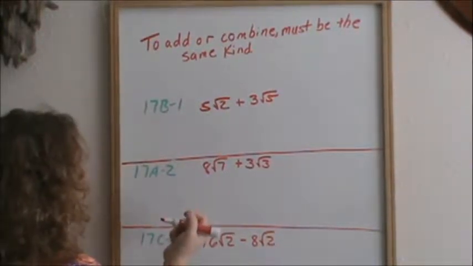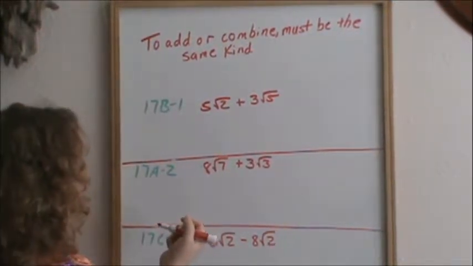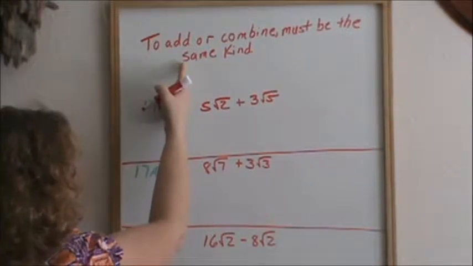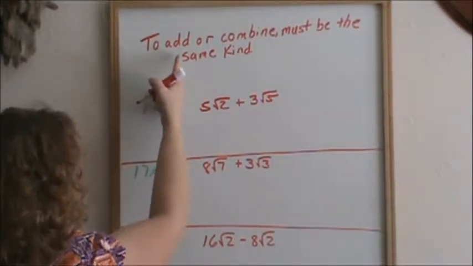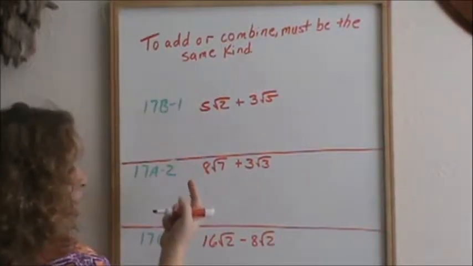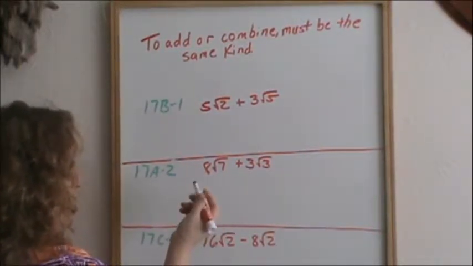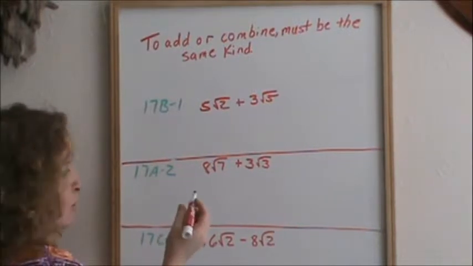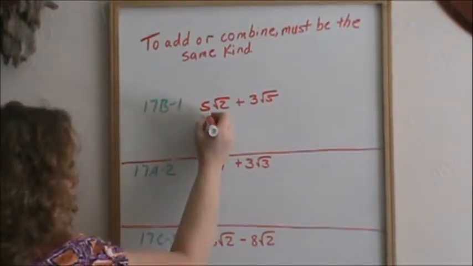So the one thing to remember in adding and subtracting radicals is this rule up here. To add or combine, you must be the same kind. The radicals must be the same kind in order to add or subtract them. Treat radicals just as you would a variable in algebra.